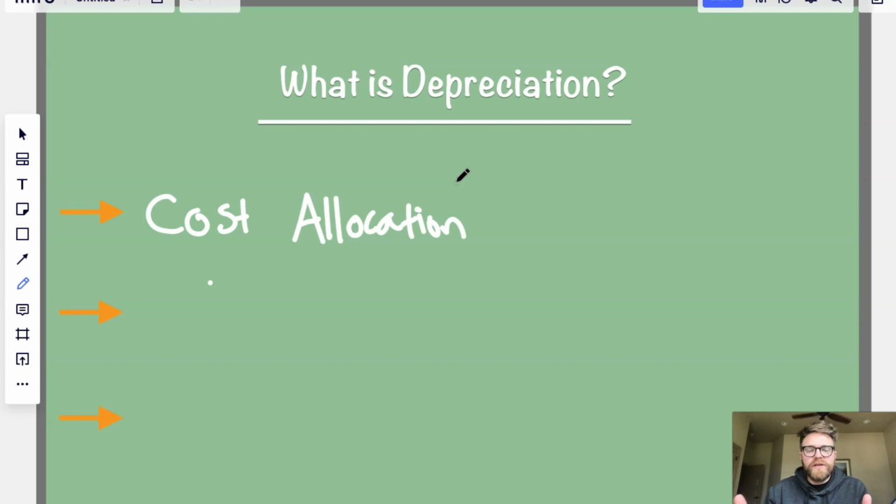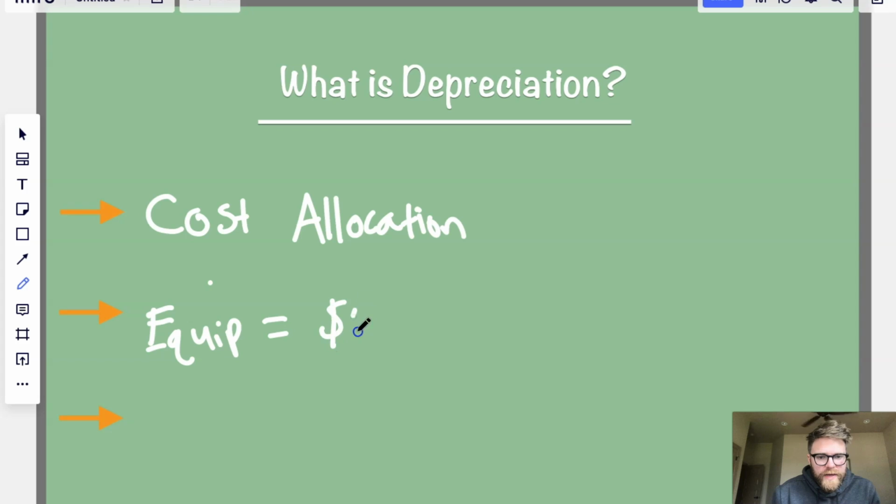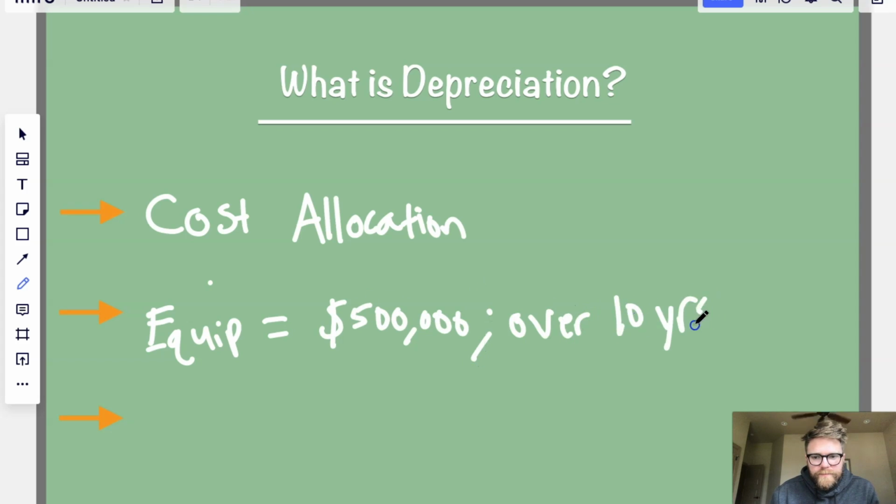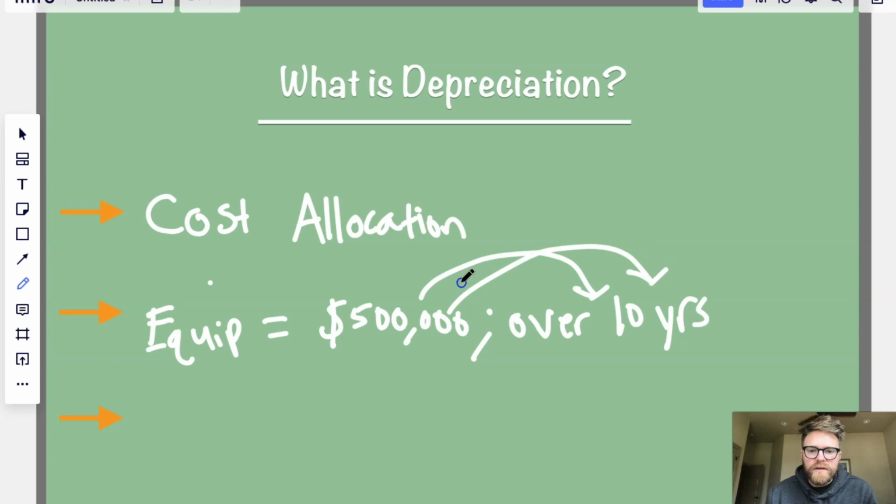So let's say you buy some equipment, and I'll just write this for you. So equipment, it's worth $500,000. And the rule is that over 10 years, it will depreciate. But what you're doing is you're just taking a piece of this 500,000 and you're just spreading it out over each year. And imagine this is each year, right? Let's just say this is year 1, and this is 2, and this is 3, etc. You're just dividing that cost up and you're spreading it out over years and expensing it over time.